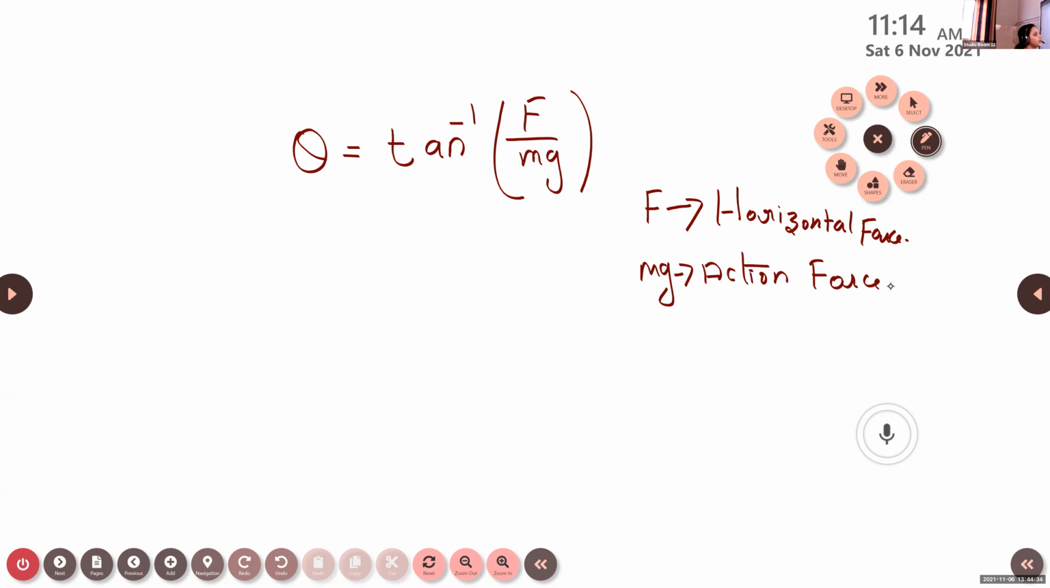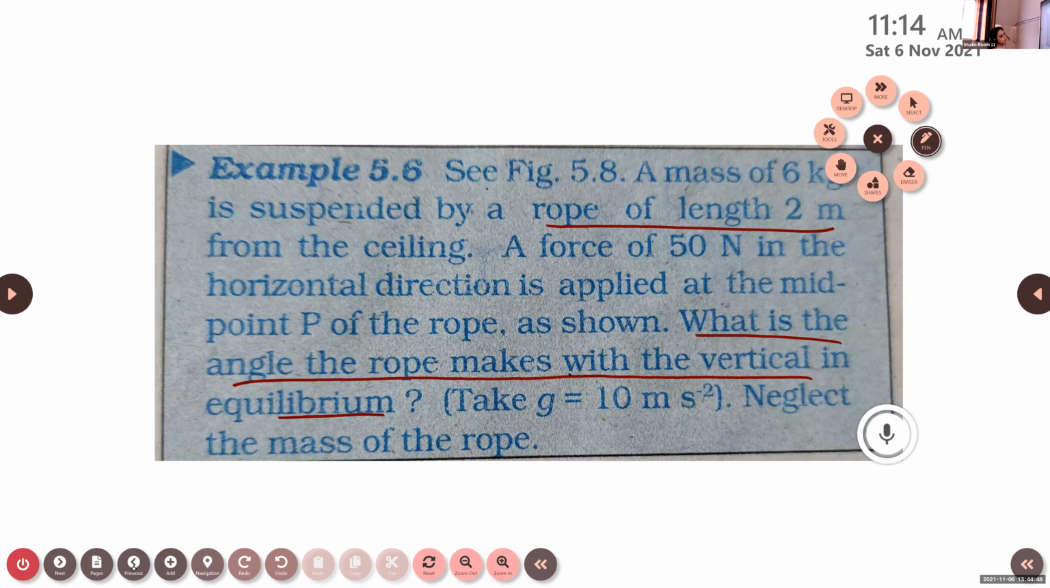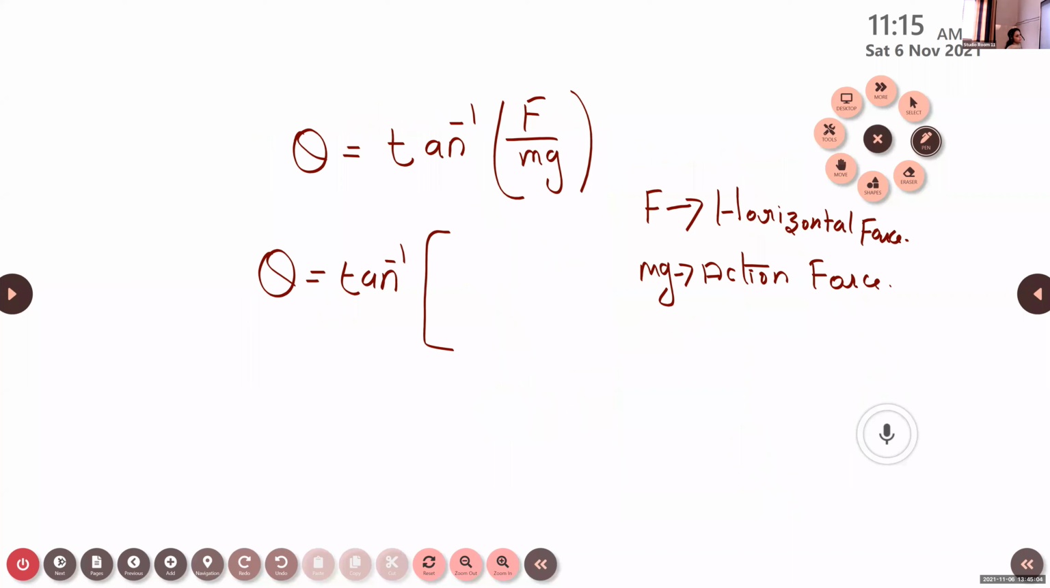Okay, now we can find out the values that are given here in this question. What about the horizontal force here? It is already given. Theta is equal to tan inverse. Try to read the question. A mass of 6 kilogram is suspended by a rope of length 2 meter from the ceiling. A force of 50 Newton in the horizontal direction is applied. So what is the magnitude of the horizontal force? Yes, it is 50 Newton. Magnitude of horizontal force is 50.